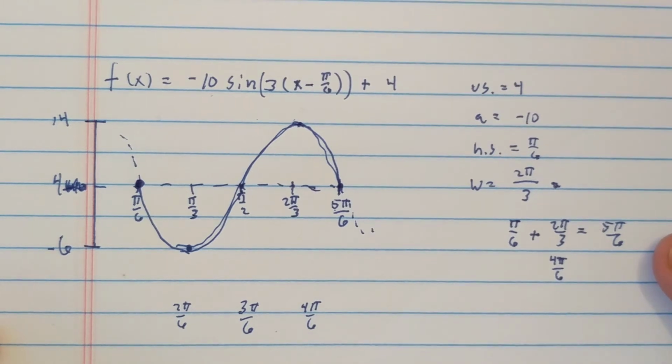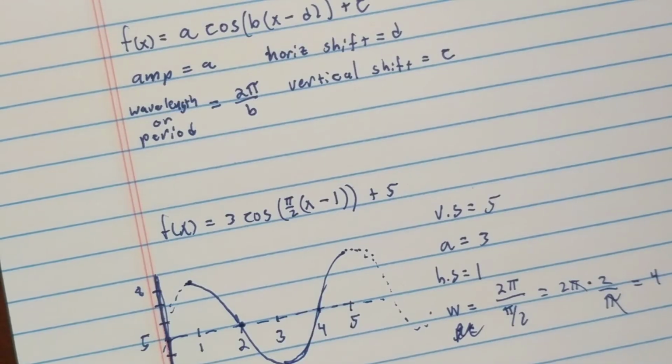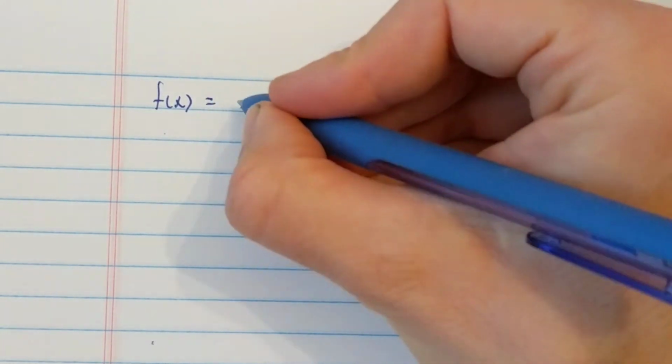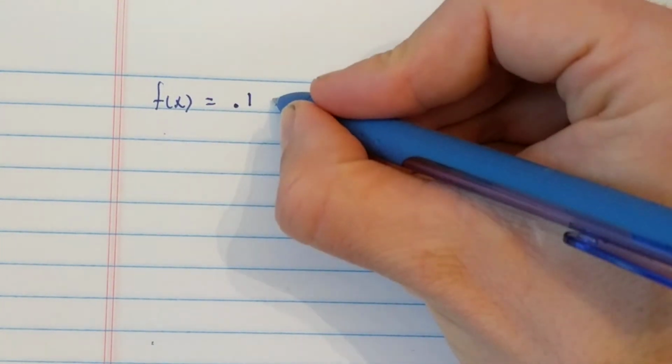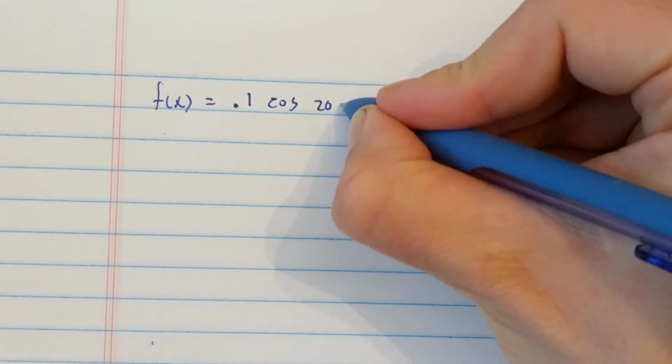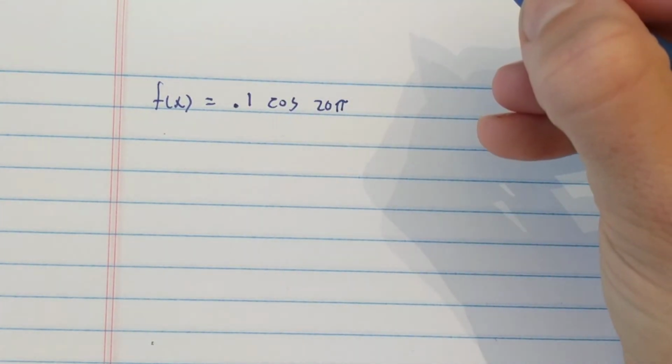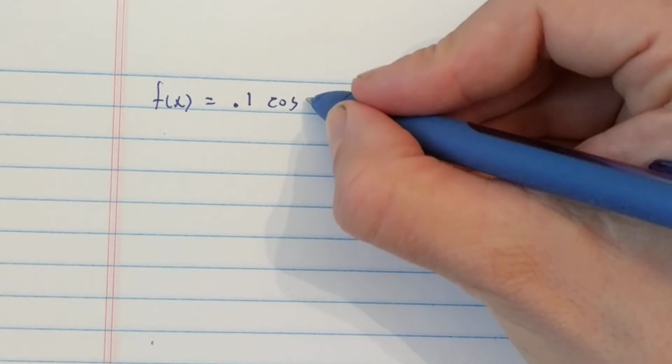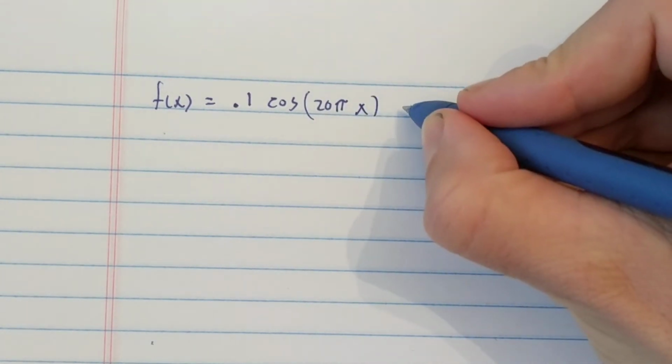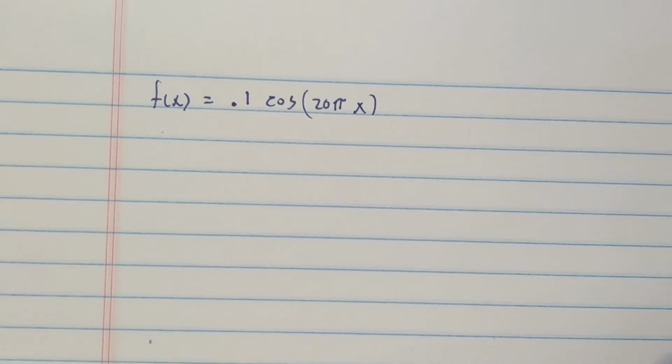Let's actually do one more. The last one we're going to do is not going to have a horizontal shift. I'm going to have a cosine function here. So I'm going to do f of x equals, maybe 0.1 cosine of 20 pi x, and we're not even going to have anything else. So we're going to graph this.